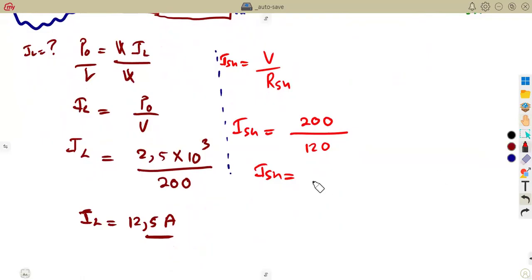So it's all about the formulas, guys. Write down your formulas. Practice as much as you can those formulas. So it was going to be 1.666 and so on. So to three decimal places it is going to be 1.667.